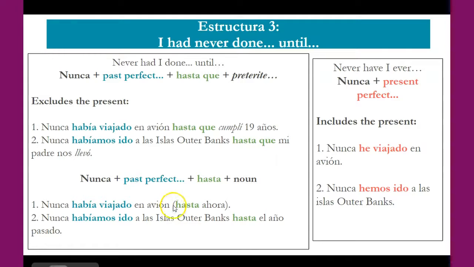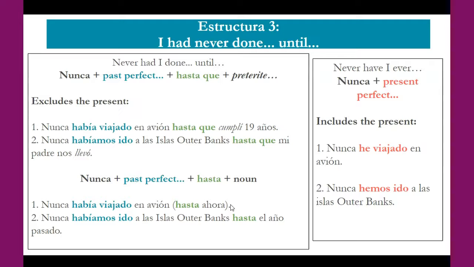You can exclude putting hasta ahora, and you can only have nunca había viajado en avión. I had never traveled by airplane, and what you're implying is that you have now. So you can say nunca había viajado en avión. I had never traveled by airplane, and that implies that status change somewhere, and now in the present probably you have already traveled by airplane.